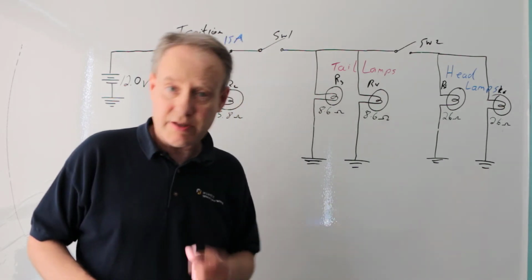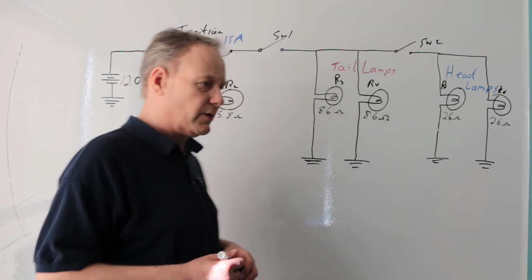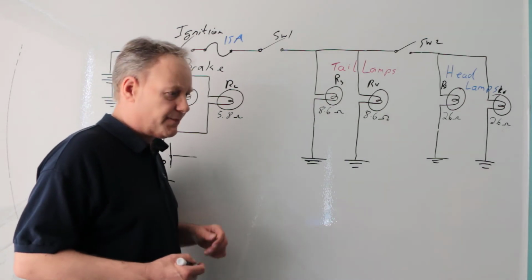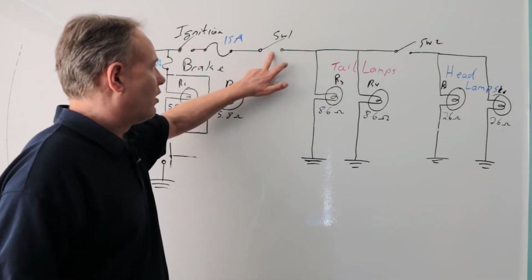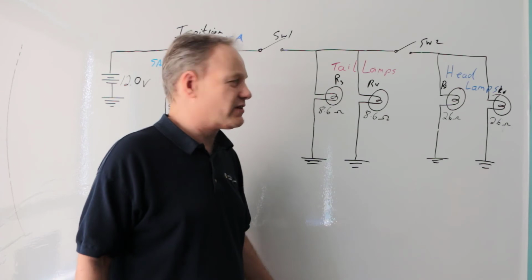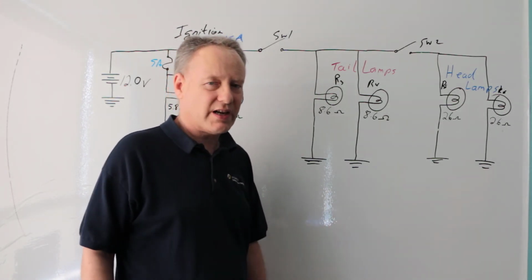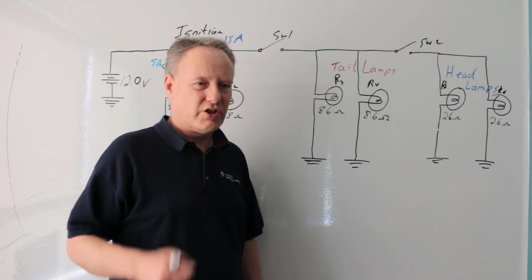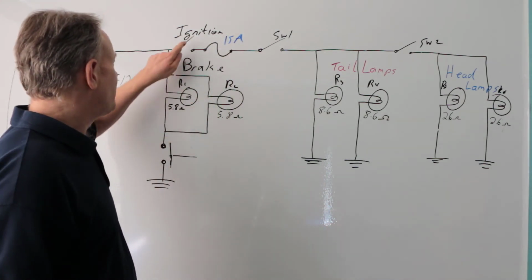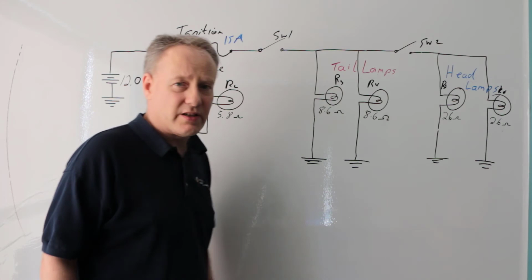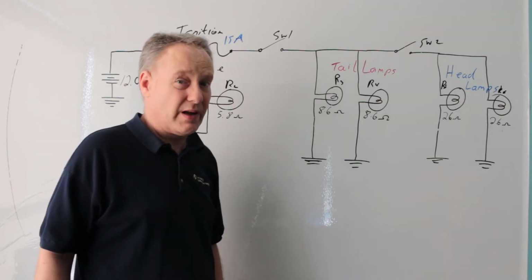Let's say I wanted to put interior lights in here. Okay? So, should the interior lights be dependent on the tail lights and the headlights? Well, the answer to that is obviously no. Should they be dependent on the brake lights? No. Should they be dependent on the ignition? Well, the answer there is actually no. It shouldn't be dependent on the ignition.